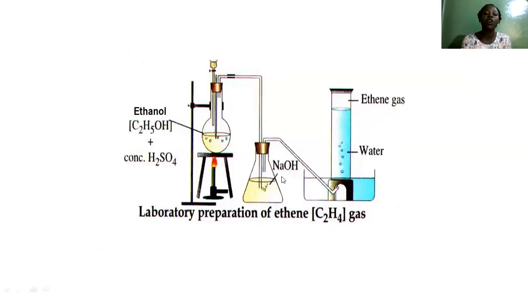Now, the function of sodium hydroxide here is to remove other gases when they are present there. They help to remove such gases so that the impurity will not be found in those substances. So that we can get pure ethene gas, you need to pass it through sodium hydroxide to remove any form of impurity that is present there.